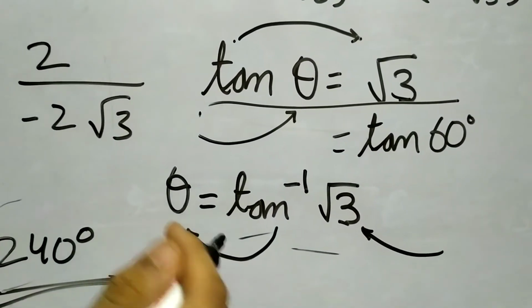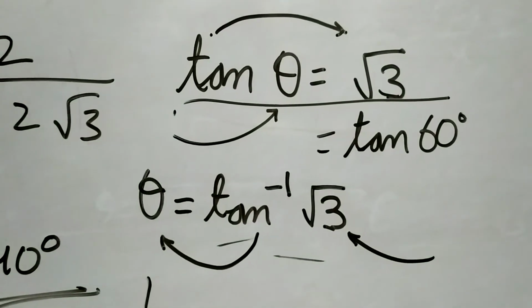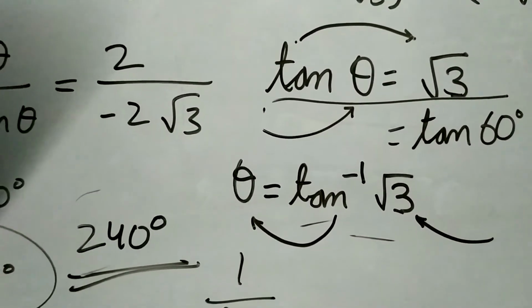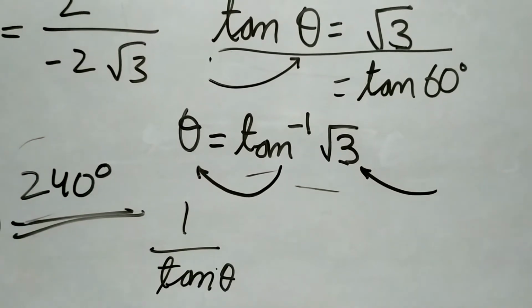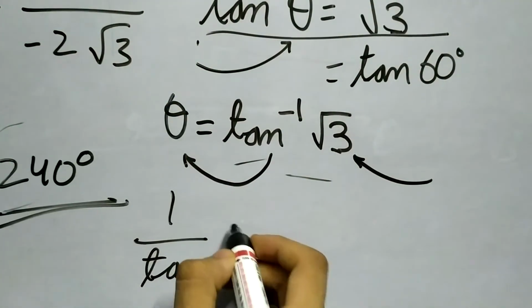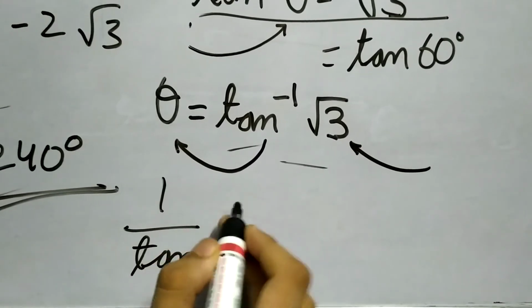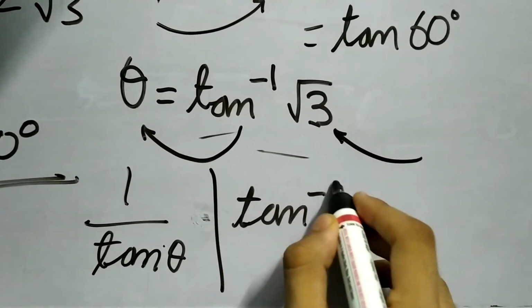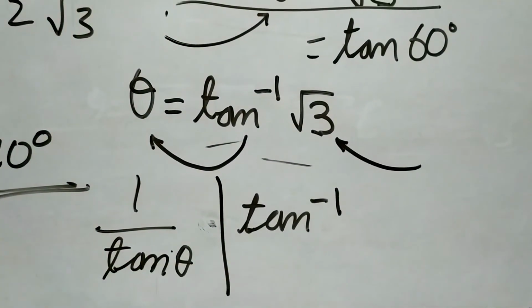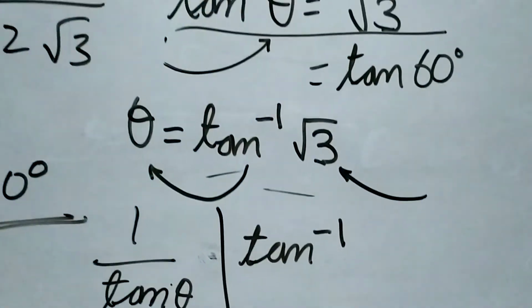This is the difference between 1 by tan. Again, 1 by tan is nothing but cot theta, right? And cot theta is for an angle. So you put in an angle, you get a value. And the difference with tan inverse is that tan inverse means you put in a value and you get an angle.